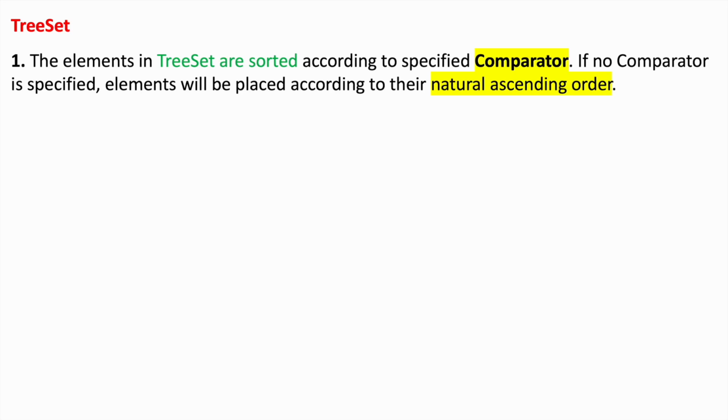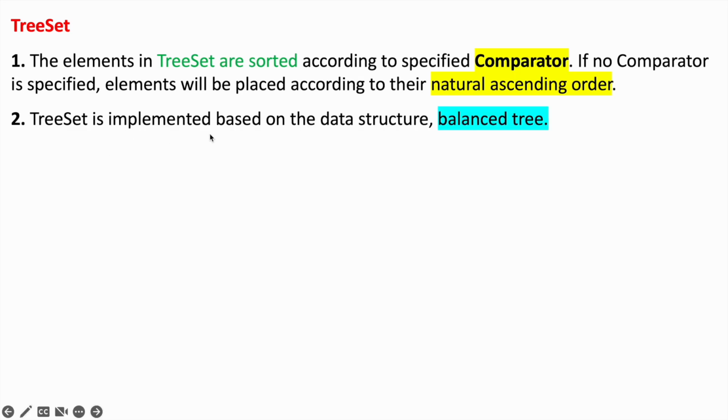If you are not specifying that by using a comparator, by default elements will be placed according to their natural ascending order. So TreeSet is a set of elements where elements will be ordered according to the specified comparator or comparable. TreeSet is implemented based on the data structure of a balanced tree.